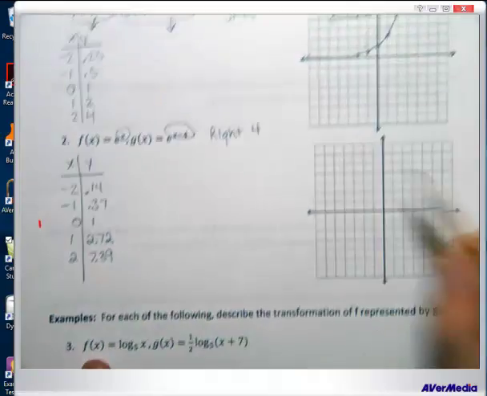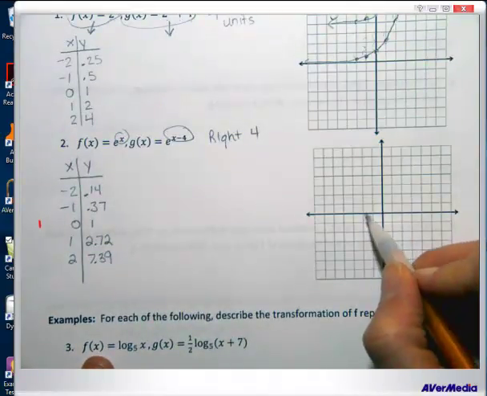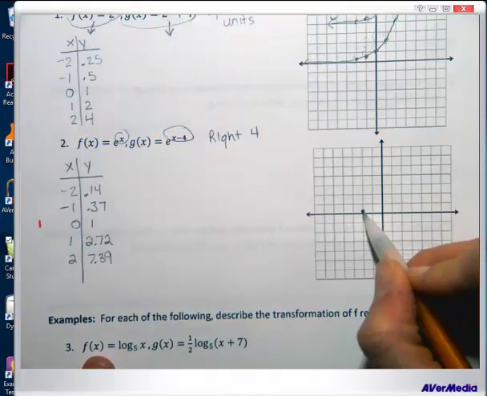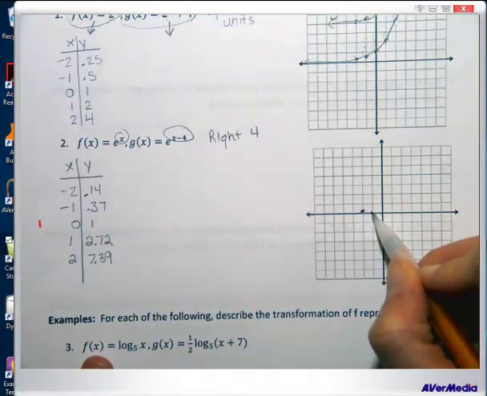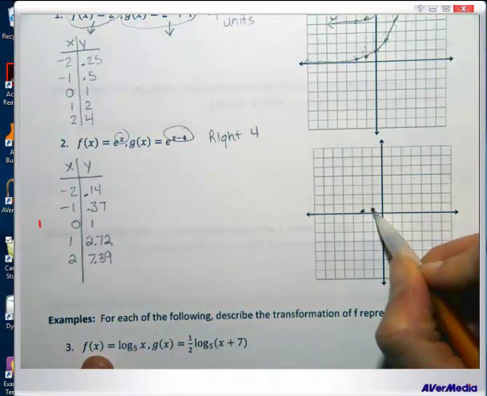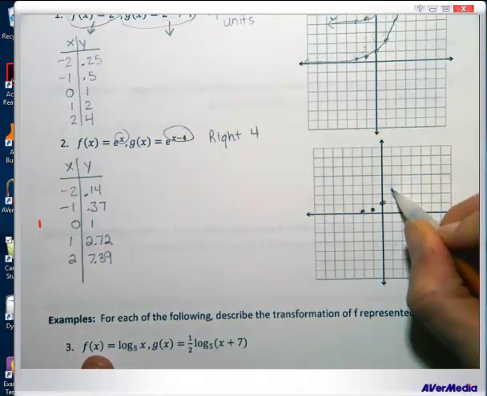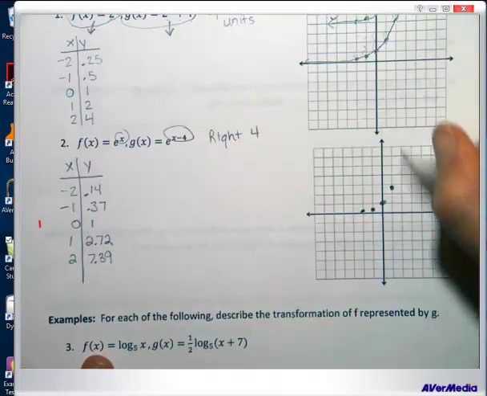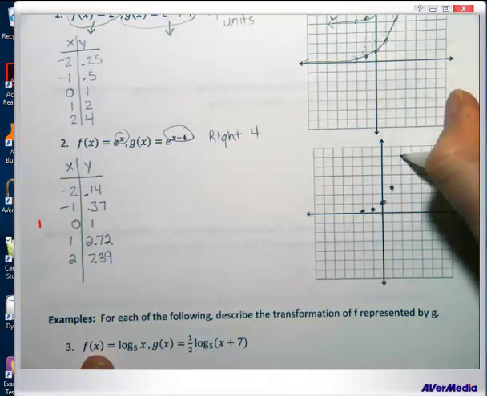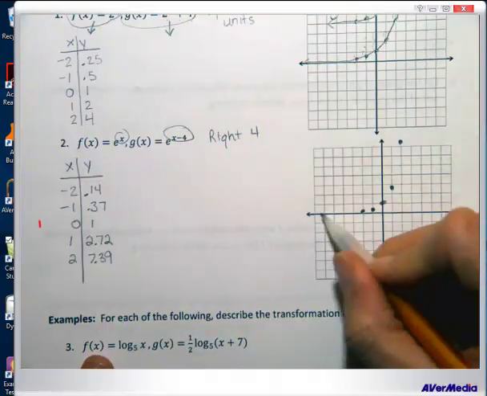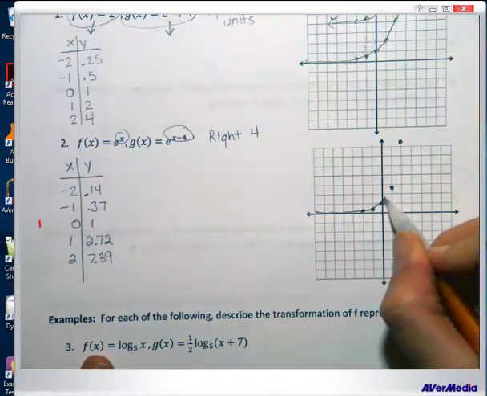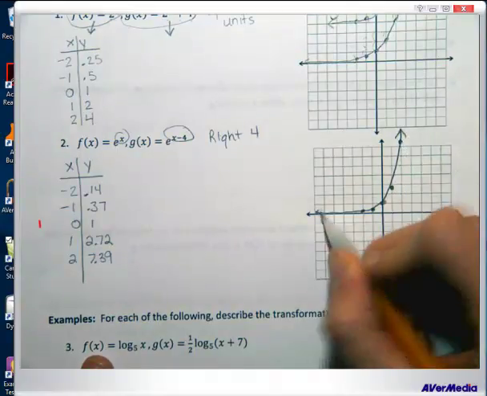And then I'll graph those points. So if I go -2 and up 0.14, it's very close to the x-axis. -1 and up 0.37, not quite halfway. 0, 1. 1 and 2.72. And then 2 and 7, 1, 2, 3, 4, 5, 6, 7.39. So just above where my graph ends. And then horizontal asymptote increasing. And this is f of x.